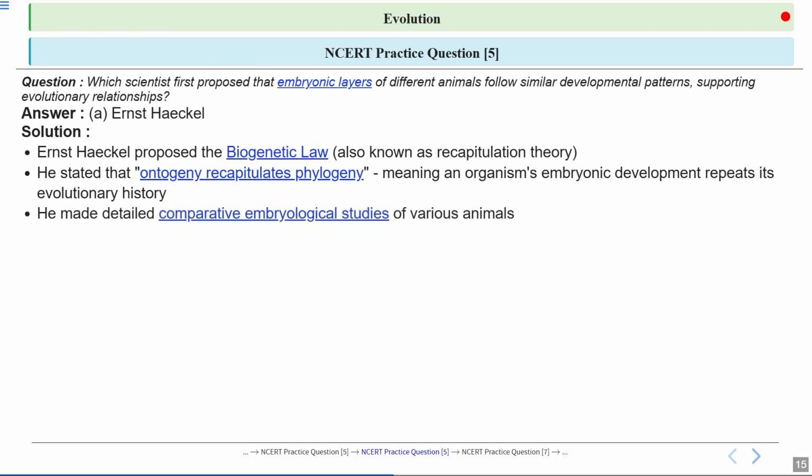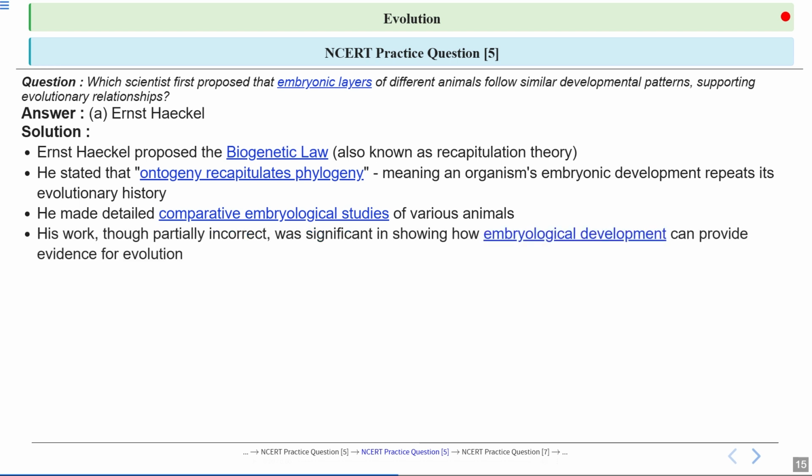So he made detailed comparative embryological studies of various animals. Now his work, though partially incorrect, was significant in showing how embryological development can provide evidence for evolution. Ernest Haeckel's theory was actually rejected by Carl Ernst von Baer. Von Baer said that during the development of the embryo, the embryo will develop uniquely. It will not show parts of the adult form of any other species.